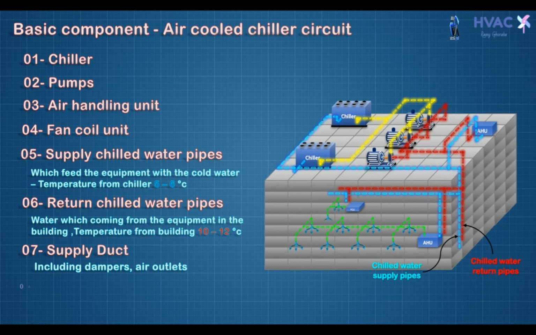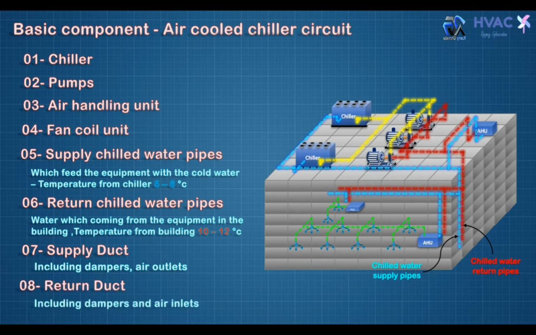Also, from the fan coil unit, we have a duct and outlet. Then we talk about the return duct. The return duct is coming from the space, including a damper and air inlets. It's coming from the space direct to the AHUs. So this is simply how we install this equipment inside the building.